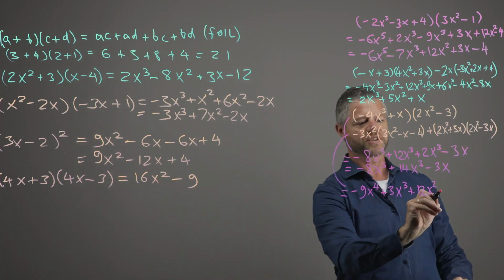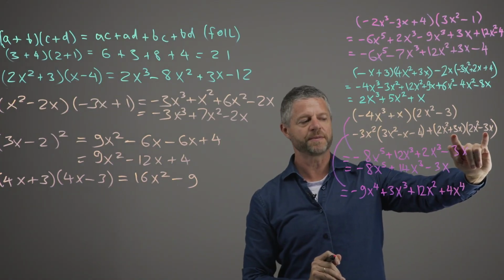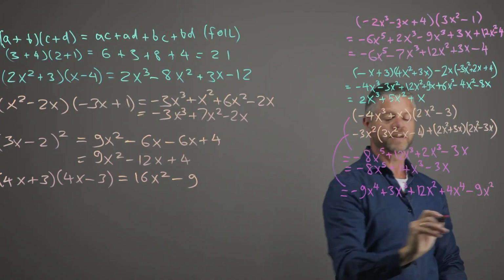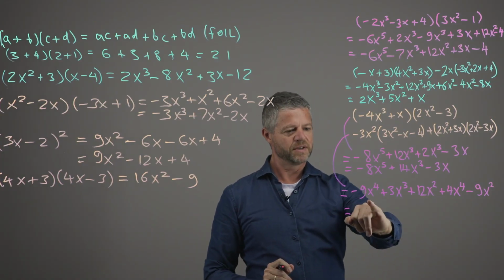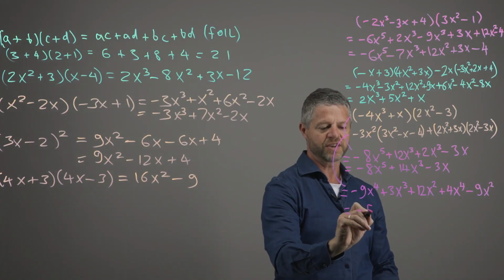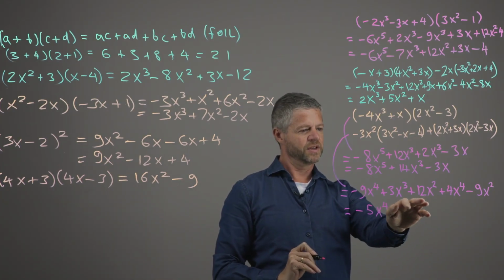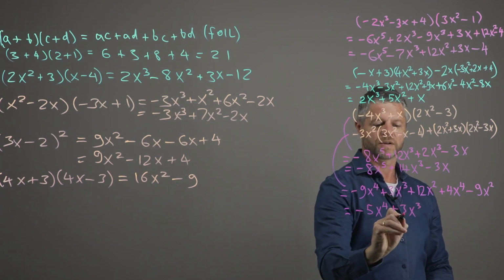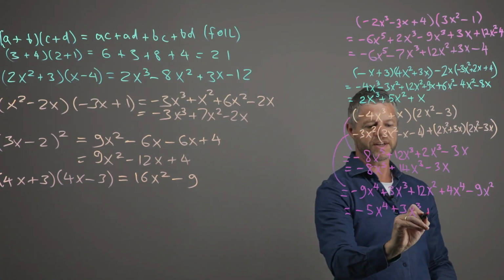So that's going to be 4x to the 4. And then the last two terms multiplied together. Plus 3x times minus 3x, minus 9x squared. And if we collect like terms, we got minus 9x to the 4 plus 4x to the 4. So that's going to be minus 5x to the 4. And we've got 3x cubed. And then the x squared, so we got 12 here, minus 9 here, so plus 3x squared.